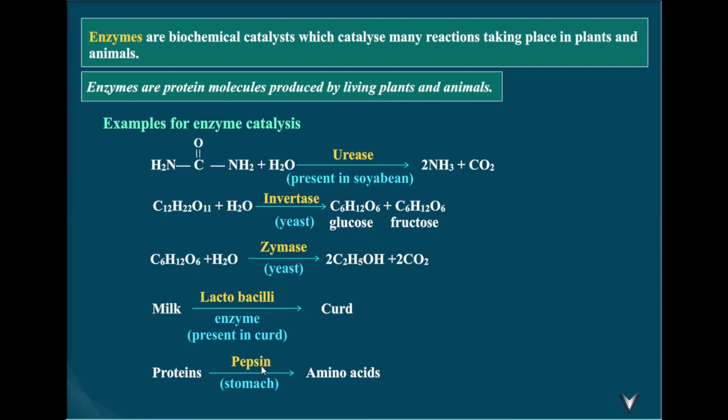There is one more example given in your textbook, conversion of starch into maltose. The enzyme used is diastase. So please refer to the textbook together with this video.